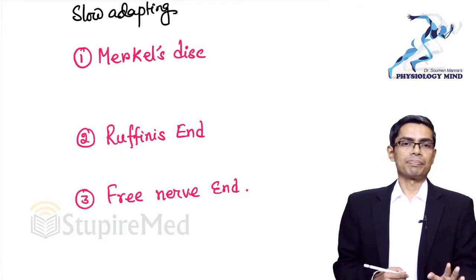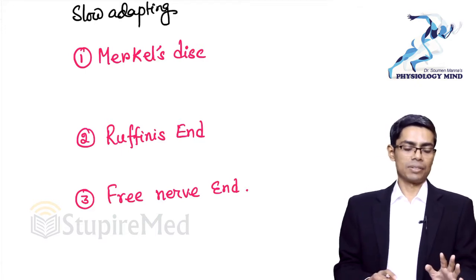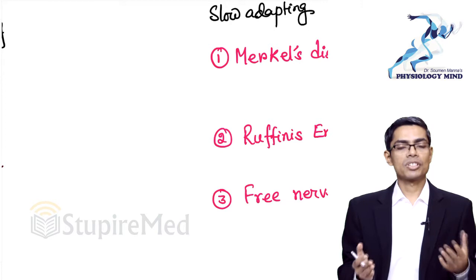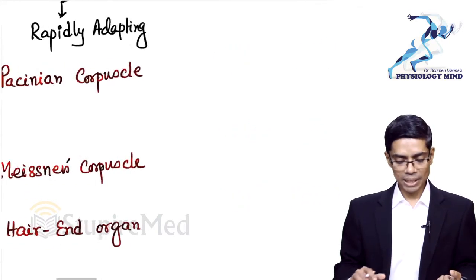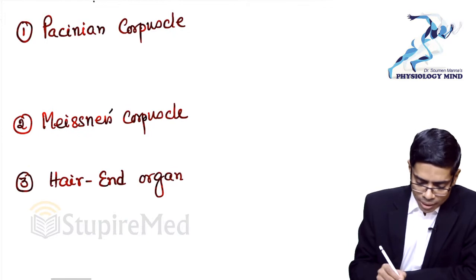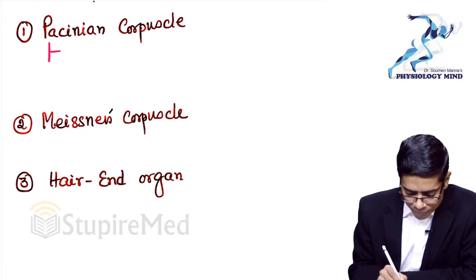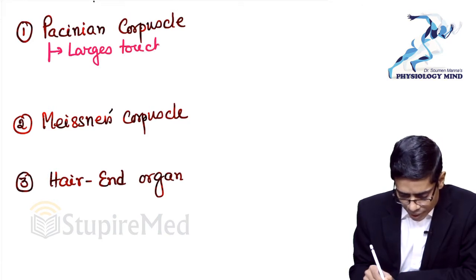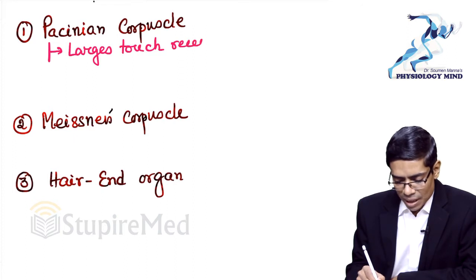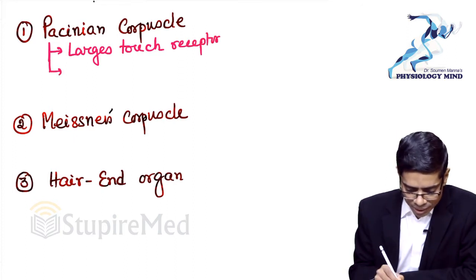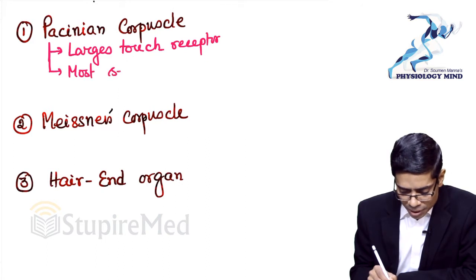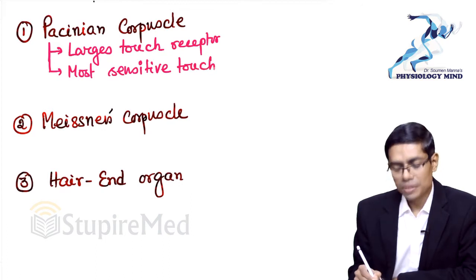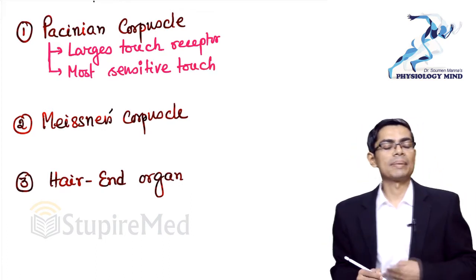Now we have to understand what are the exact functions of each of these receptors. They are dedicated for touch and pressure, but which type of touch, which type of pressure, we have to remember that. Now Pacinian corpuscle, number 1 point, it is the largest touch receptor in our body. Second point, this is the most sensitive touch receptor in our body. So anytime this can be asked in MCQ.